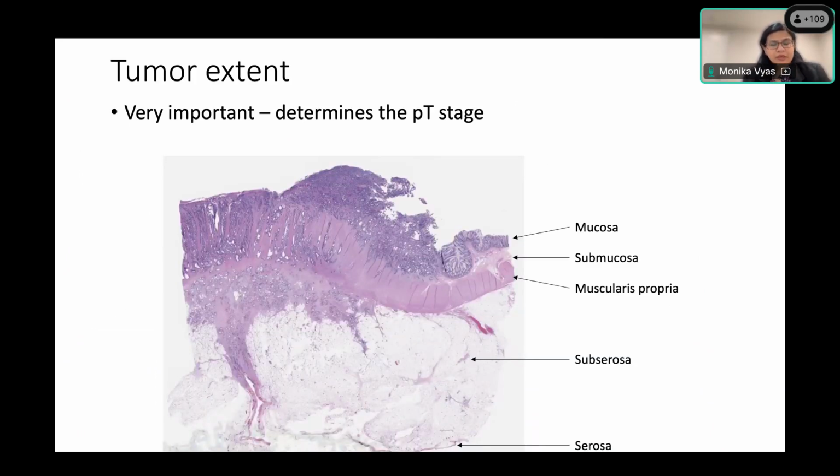Tumor extent is very important for staging of GI tract adenocarcinomas. So here we have the various layers of the bowel wall. You can see the mucosa with muscularis mucosae following that, and submucosa, muscularis propria, subserosa, and serosa. And depending on the deepest extension of the tumor that you're seeing in the case, you will assign a T stage based on that. We'll go over various T stage considerations in one of the subsequent slides, but this is a parameter that is extremely important.